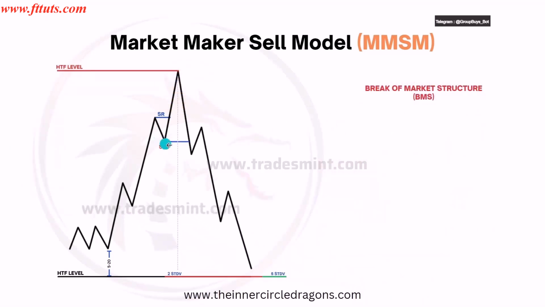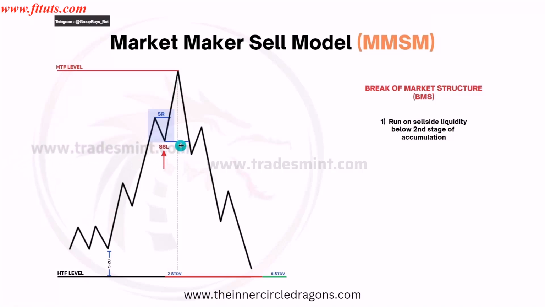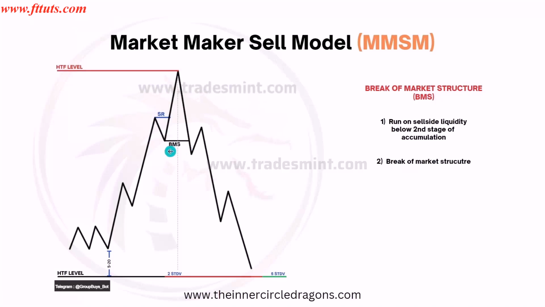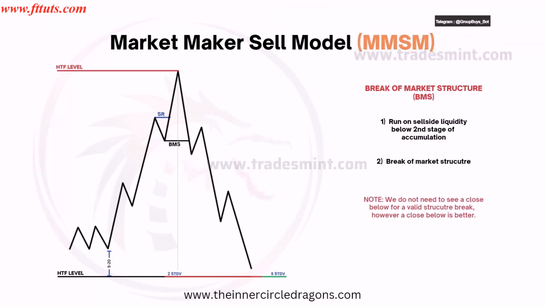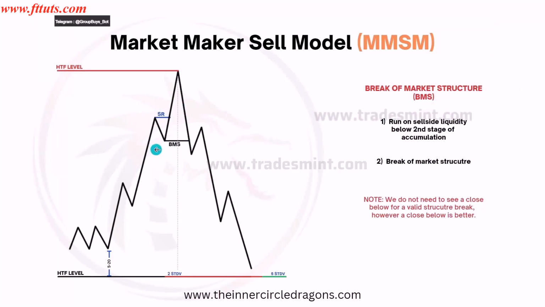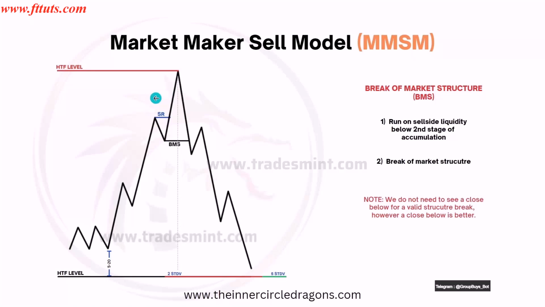We next have our break in market structure, where we've had a run on the sell side liquidity below the second stage of accumulation. This gives us our break in market structure. Again, we do not need to close below the low in order to have a valid break in structure. On a side note, if we break below the second or final stage of reaccumulation, this is much more significant than smaller breaks inside of the manipulation swing that run stops.